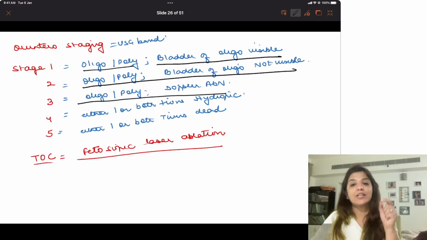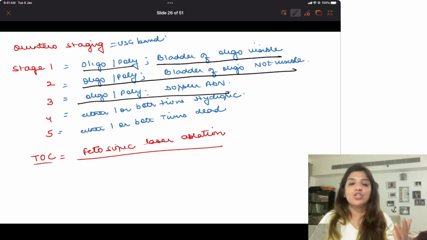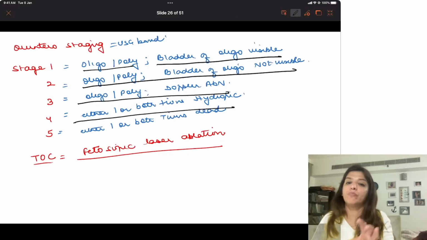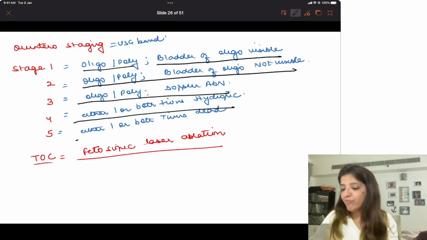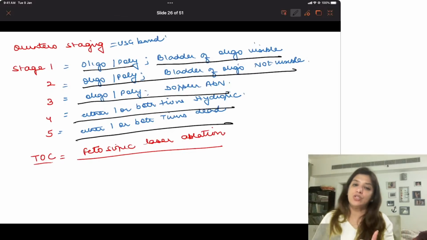Stage 3 means that now you will get Doppler abnormalities. That means when you do peak systolic velocity of the middle cerebral artery, in the anemic twin it will be more than 1.5 MoM, and in the polycythemic twin it will be less than 0.8. Then stage 4 means if either one or both twins develop hydrops, that is stage 4. And stage 5 means if either one or both twins die, then that is stage 5.